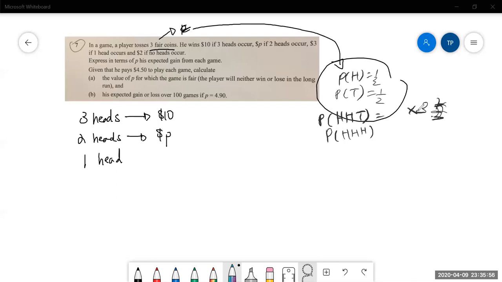The reason why you say times 3 is because we are talking about permutations and combinations here already. I want HHT. It can also be HTH or, you know, so on and so forth.